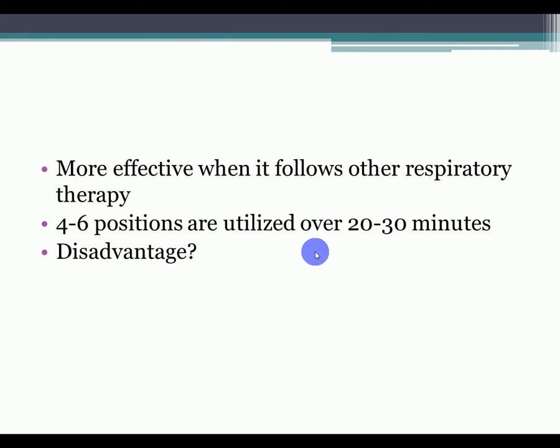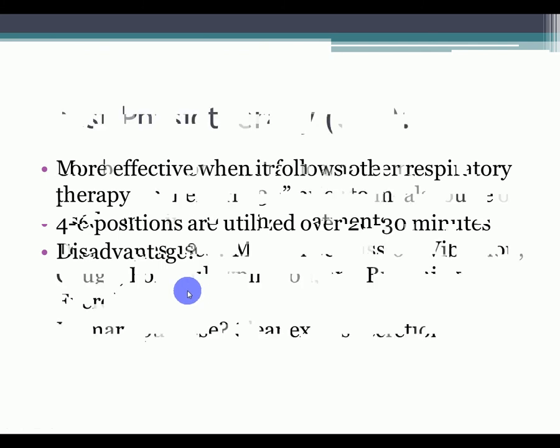It's more effective when it follows other respiratory therapy. And they will do 4 to 6 positions that are utilized over 20 to 30 minutes. So they'll put them in a certain position for 20 to 30 minutes, then they'll flip them over and put them in a different position. They're trying to move those secretions so that they can get those secretions up. And again, the major disadvantage was that it's difficult to apply in any setting.